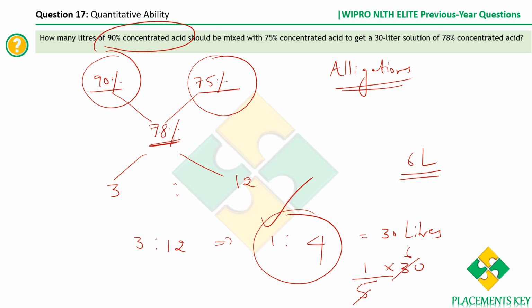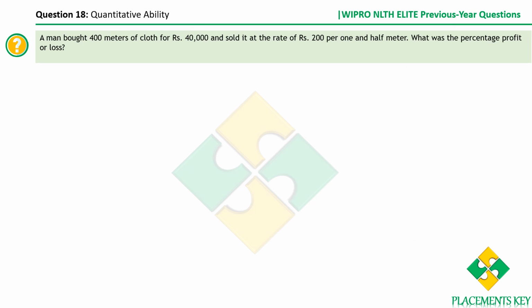Is this clear? We have got the ratio as 1 is to 4. This is the number of units of 90% concentrated acid and this is 75% concentrated acid. We are supposed to find the number of liters of 90% concentrated acid. So one part out of total 1 plus 4, that is 5 parts into 30. So we get 6 liters is the answer. It's a very, very simple question. The answer is 6 liters. Let's move to the next question.